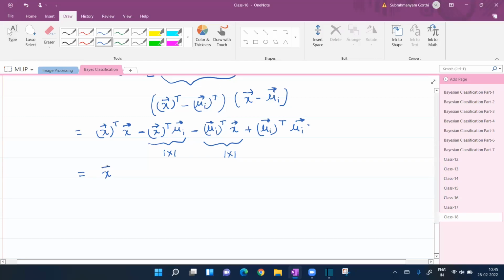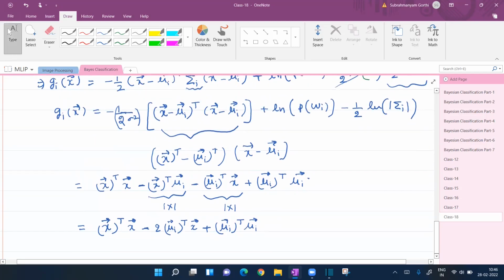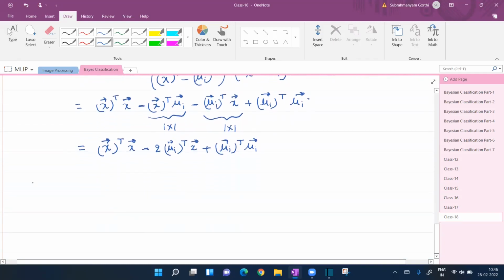So this I would now write as x bar whole transpose times x bar, both are equal. So I would write here 2 times mu I bar whole transpose into x bar plus mu I bar whole transpose into mu I bar. This is what I got here. Okay. This is getting multiplied with minus 1 over 2 sigma square. Let me also do that.